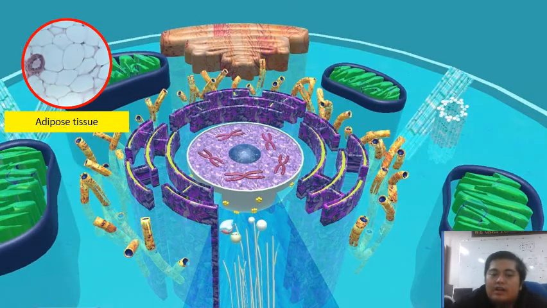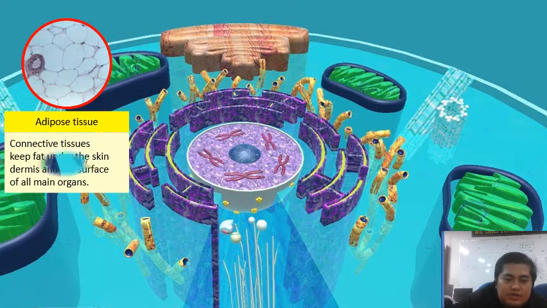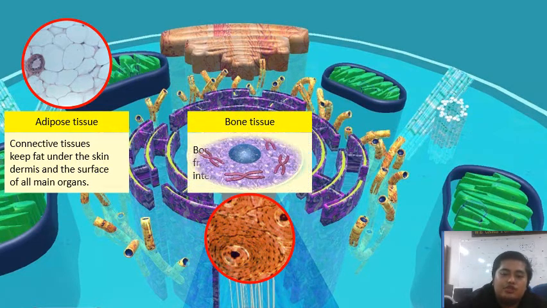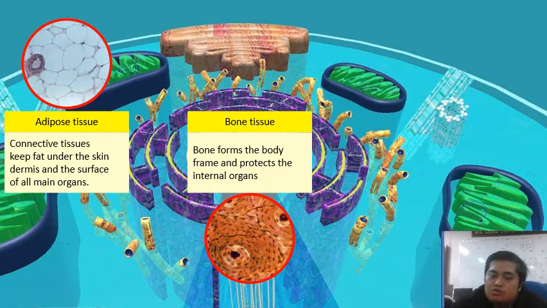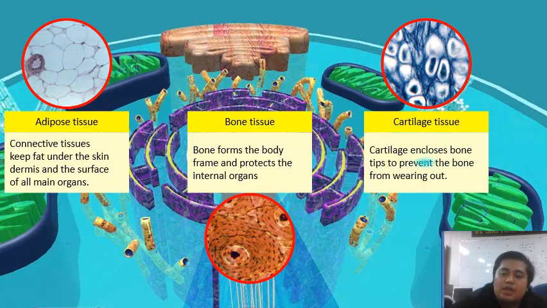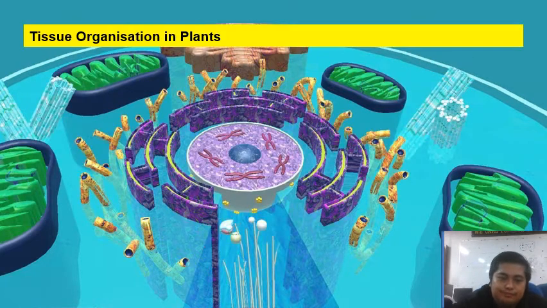Next, we also have the adipose tissue. Adipose tissue is a connective tissue that keeps the fat under the skin, the meat, and the surface of the main organs. We have our bone tissue, which is used to form the body frame and protect the internal organs. Lastly, we have our cartilage tissue that encloses the bone tip to prevent the bone from wearing out.